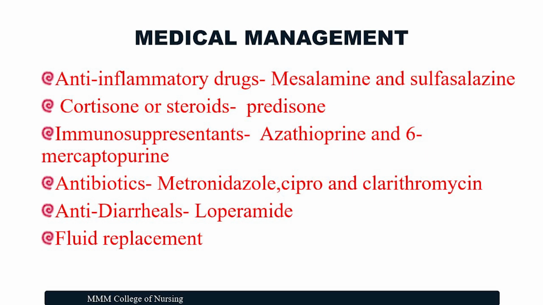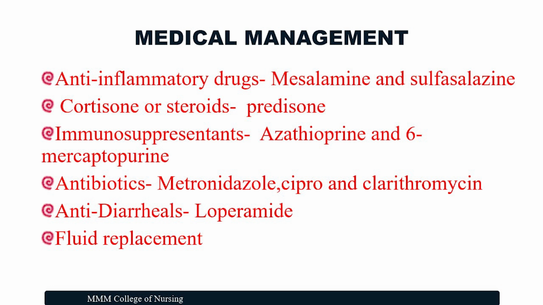Next, we'll move into the medical management. In that, first one is the pharmacological interventions. Depending on the severity and extent of the disease, we have to administer drugs. First one is the anti-inflammatory drugs such as mesalamine and sulfasalazine. These drugs are recommended for both ulcerative colitis and Crohn's disease to achieve and maintain a remission.